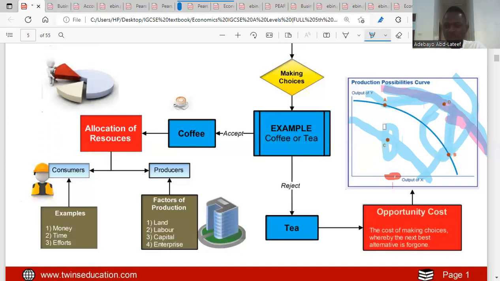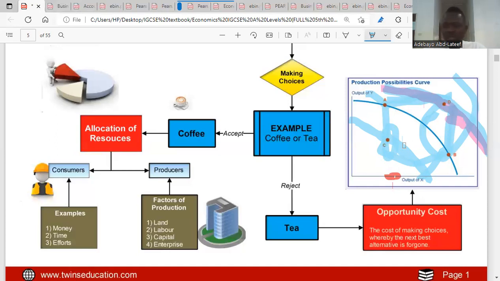Point C means an inward shift, going to the left side now. The PPC is going inward to C, from A to C or from B to C. There are situations that will occur which will cause our PPC curve to shift inward. One, lack of raw materials. Without raw materials, we won't be able to produce. So as a result of this, the PPC will shift inward.